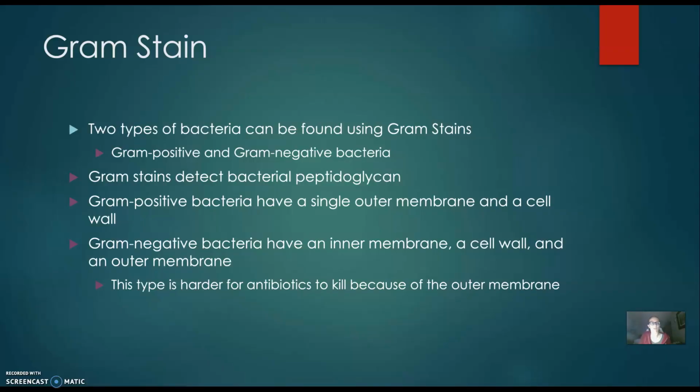There are two types of bacteria that can be found using gram stains: gram-positive and gram-negative bacteria. The gram stains detect bacterial peptidoglycan. Gram-positive bacteria have a single outer membrane and a cell wall. Gram-negative bacteria have an inner membrane, a cell wall, and an outer membrane. The gram-negative bacteria is harder for antibiotics to kill because of the outer membrane.